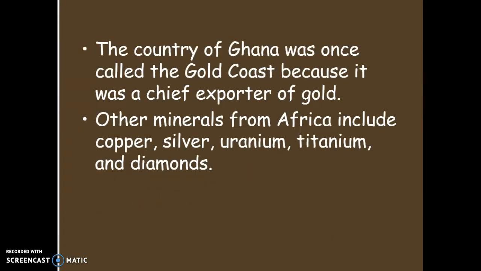The country of Ghana was once part of the Gold Coast because it was a chief exporter of gold. What you'll learn is that during the ancient kingdoms, Mansa Musa was the emperor of Mali, and when he traveled the world, as I told you last week, he spread so much gold that he actually affected the world price of gold. Other minerals from Africa include copper, silver, uranium, titanium, and diamonds.